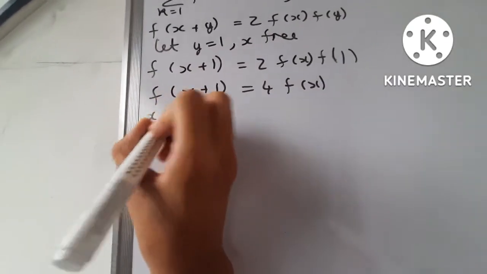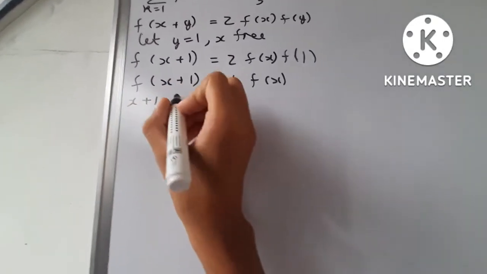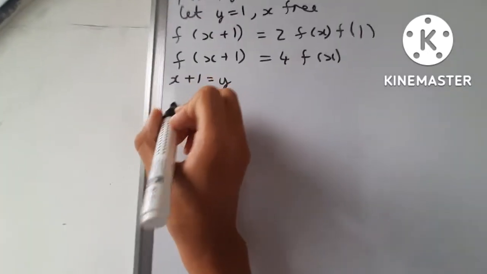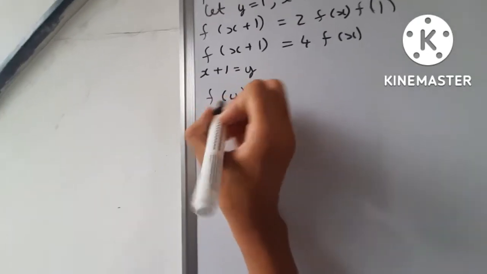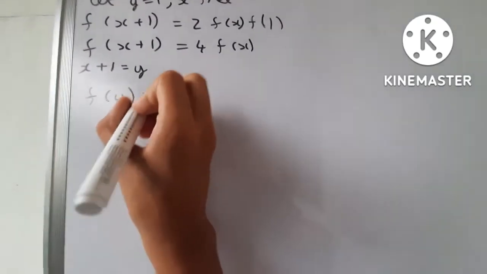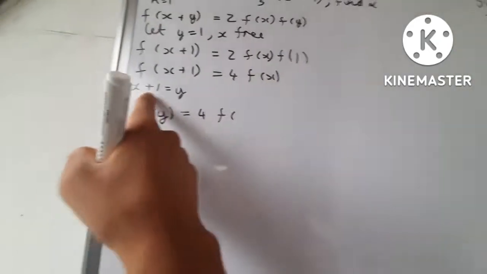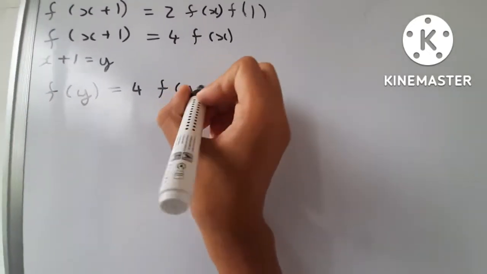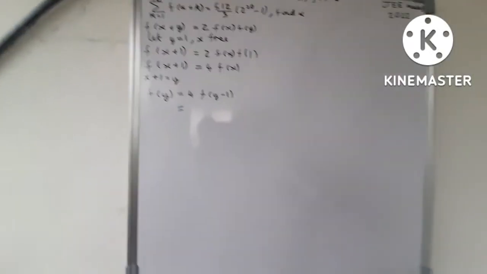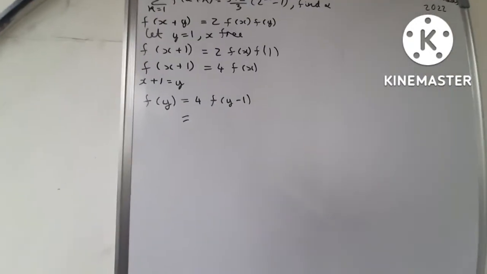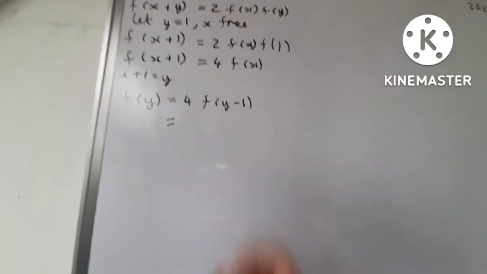Now let's set x plus 1 equal to, say, y. It can be anything, and notice that y is an integer. Anyways, f of y is equal to 4 times f of x, but x is y minus 1, so f of y minus 1. And now this is like a recurrence relation again. I've just fallen in love with recurrence relations lately. I just like them a lot. Anyways, f of y minus 1.